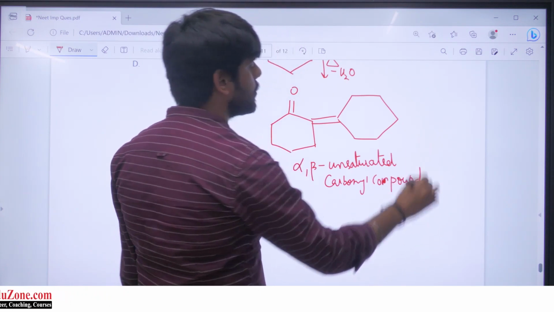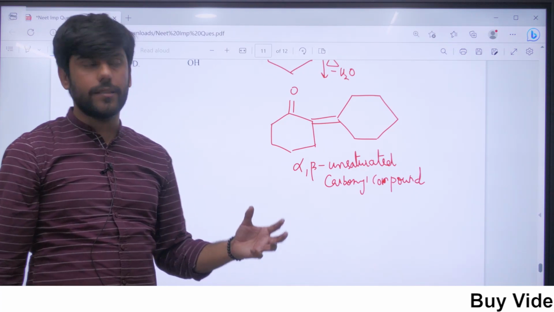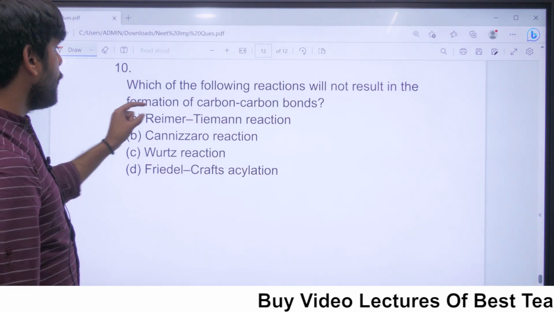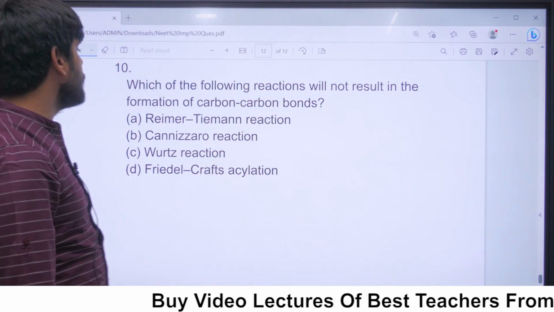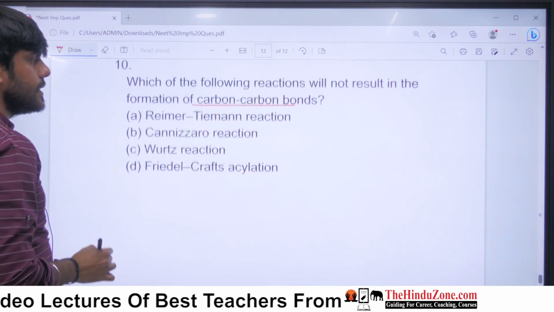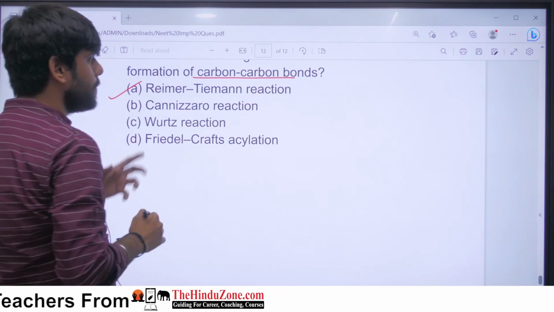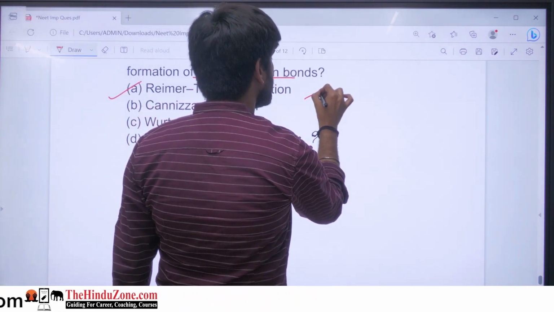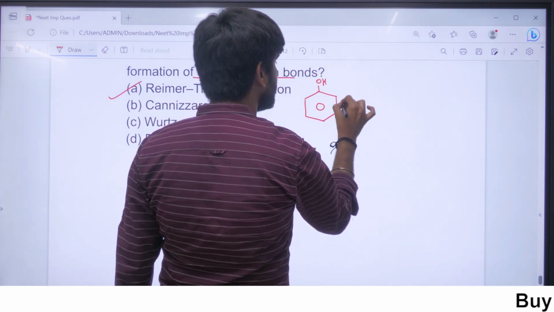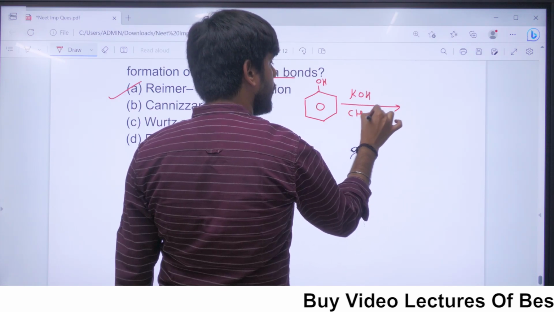Please know that these reactions are very important, and it will definitely help you in the upcoming NEET exam, right? The last question for the day: which of the following reactions will not result in the formation of carbon-carbon bonds? Alright, we will see all the four reactions one by one. Number one is Reimer-Tiemann reaction. This is the reaction of phenol. I have phenol in the presence of a strong base, say KOH and CHCl3.